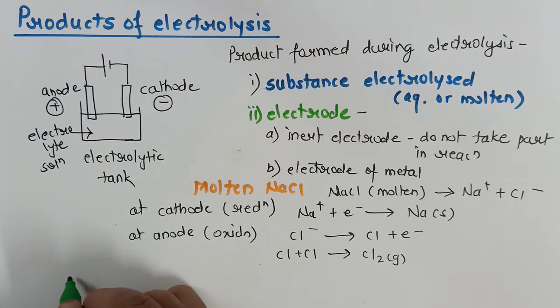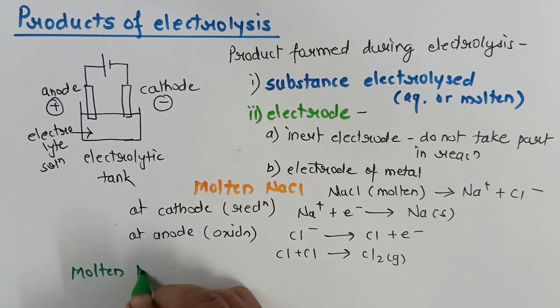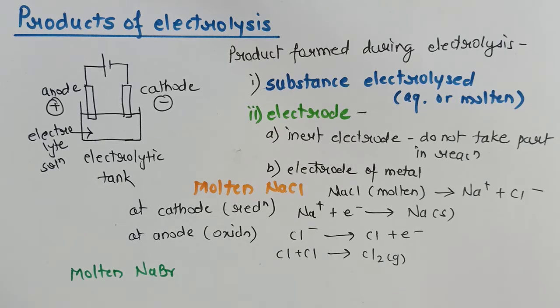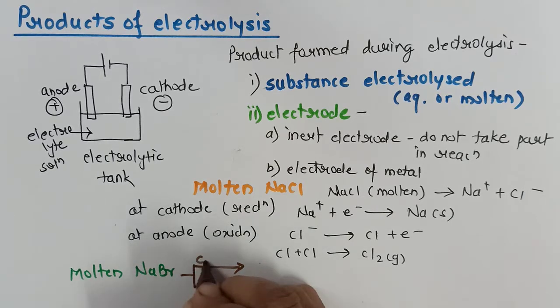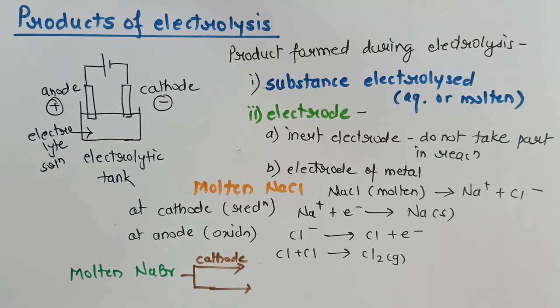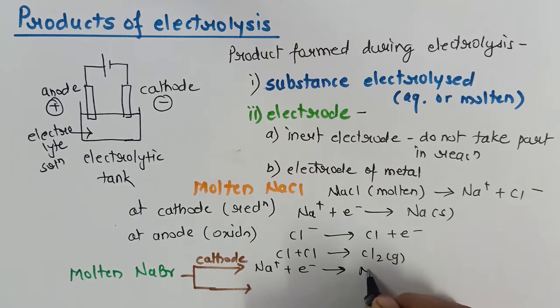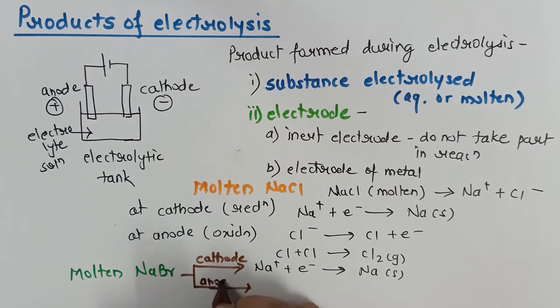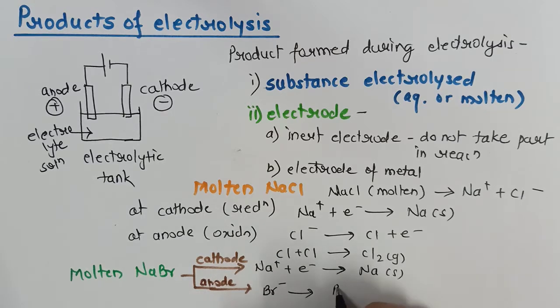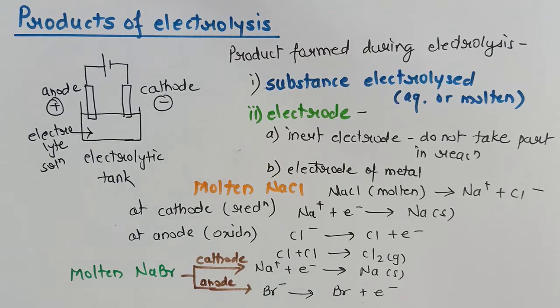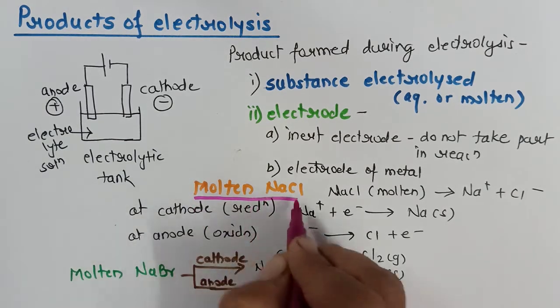Let us see, I have taken molten sodium bromide. Then in that case, again there will be two conditions. At the cathode, what will happen? Sodium will accept an electron, that is, reduction will take place, and at the anode, bromide will lose an electron and will form bromine gas. So these are the products when we are taking a molten electrolyte.